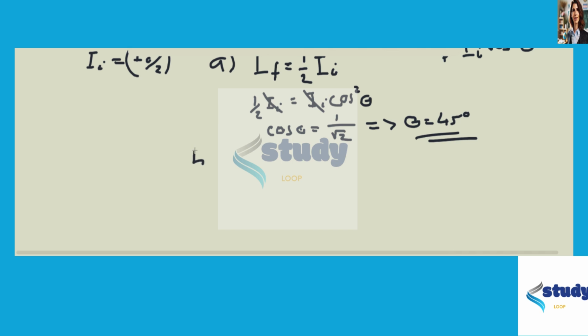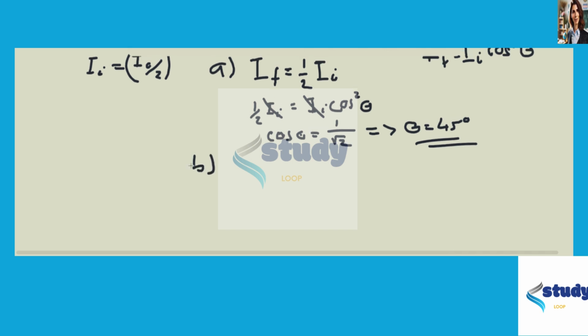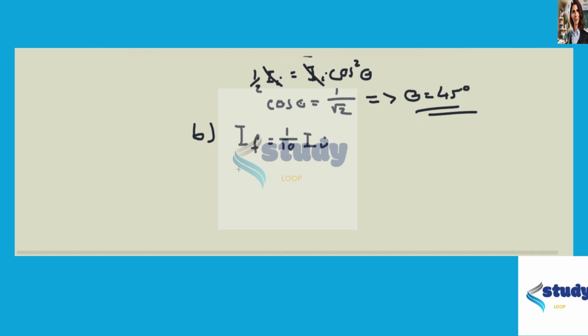Now for part B, you just have to follow the same instructions basically. So you want the final intensity, so the intensity coming out of the second polarizer, to be 1/10 of the intensity going in. But again, you know that this 1/10 of the initial intensity that makes it through is going to be I sub I times cosine squared of theta.